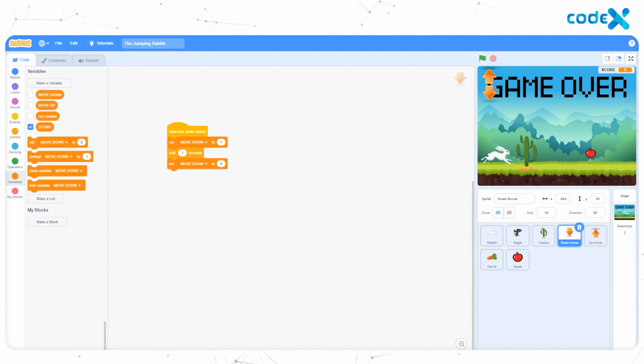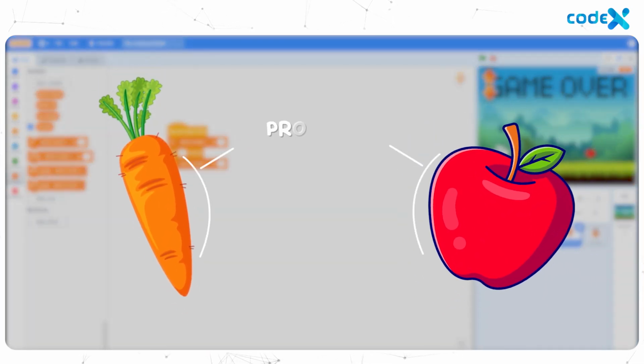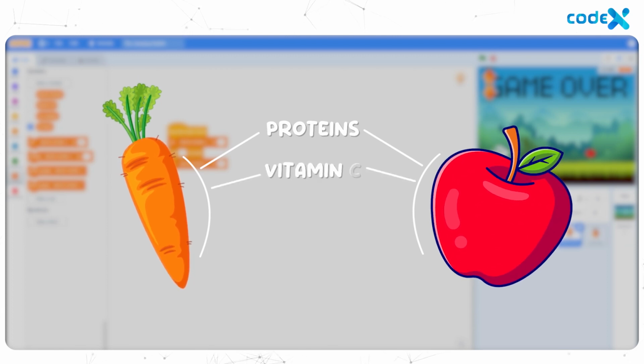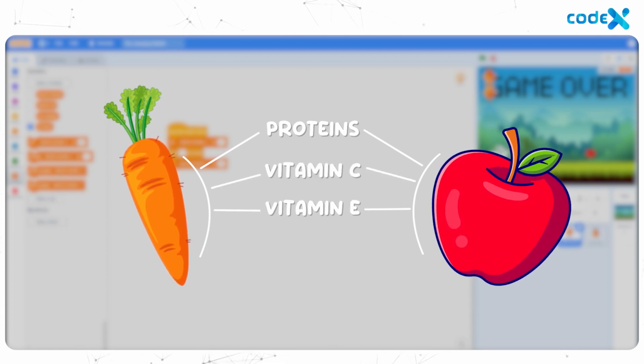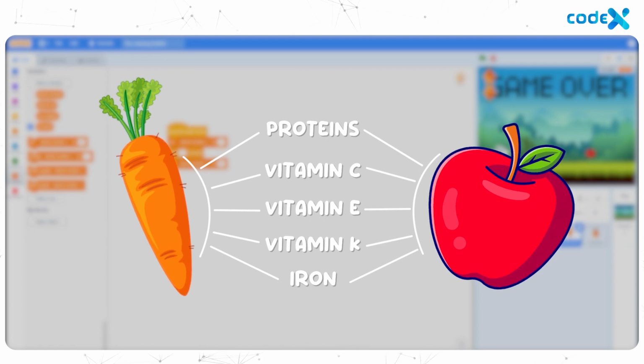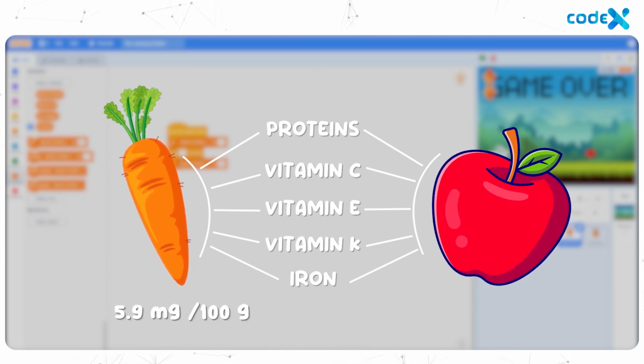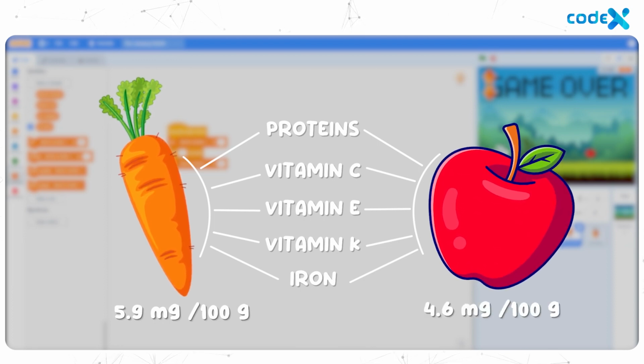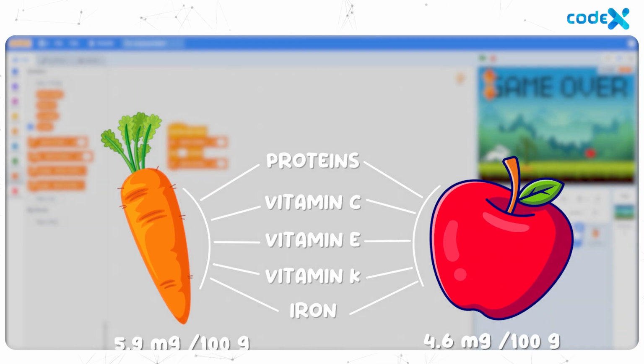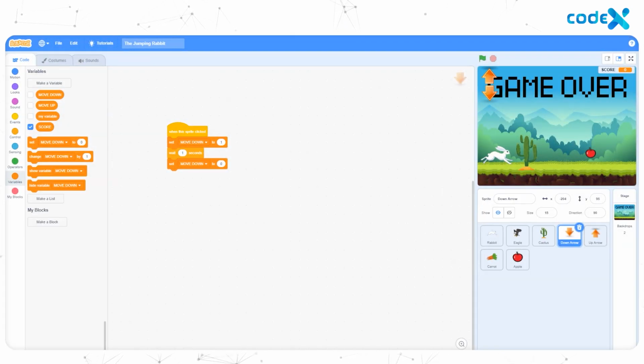And did you know? Carrots and apple contain similar amounts of proteins, vitamin C, vitamin E, vitamin K and iron. Carrot has 5.9 mg of vitamin C per 100 grams and apple has 4.6 mg of vitamin C. You already know carrots were first used as medicine, and I'm sure you have grown up hearing the well-known saying, "An apple a day keeps the doctor away."